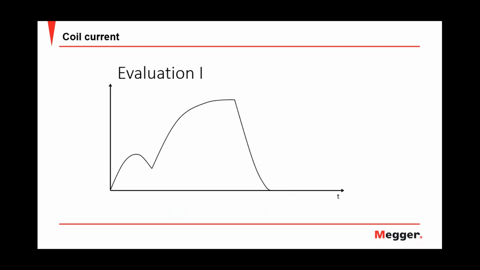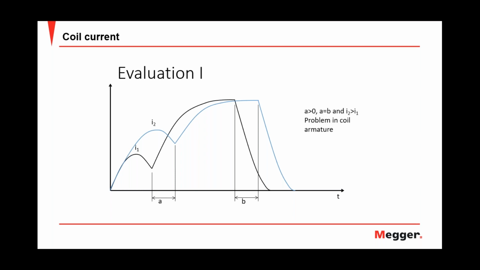Looking into evaluation of the curve, let's say we have the black curve as a reference and the blue one as the measured one. By comparing the difference between expected times, we can identify issues like bad lubrication of the coil armature, part of the energy release. Practically only the first part of the curve was slowed. The second one, if you look at the curve, the black and the blue ones are identical.